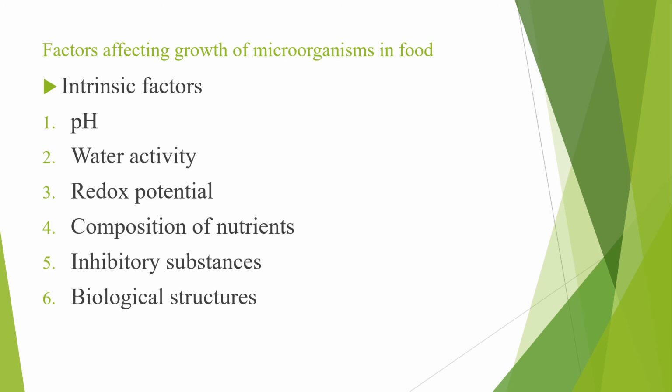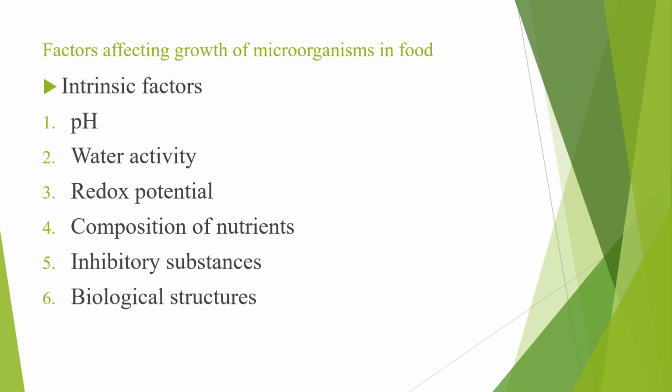Next are the different factors that affect the growth of microorganisms in food. So certain intrinsic and extrinsic factors influence the growth and survival of a microorganism in the food. Some intrinsic or internal factors, like the pH, water activity, redox potential, composition of the nutrients, inhibitory substances, and biological structures, influence the growth and survival of a microorganism inside the food. So once these microorganisms enter into a food item, some internal and external factors influence the further growth, survival, and thereby the spoilage of the food by such microorganisms.